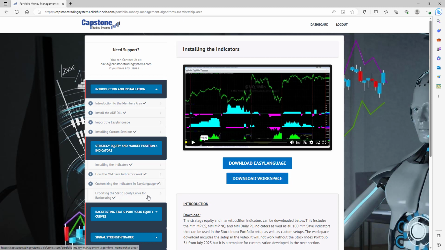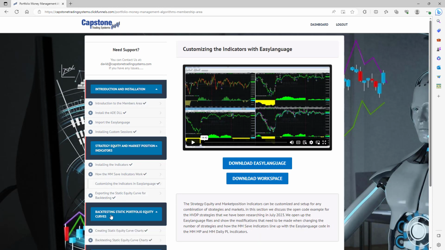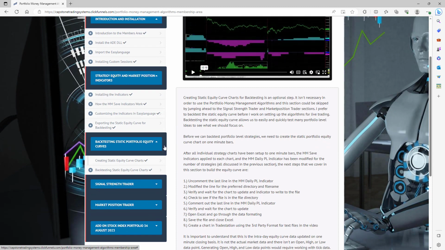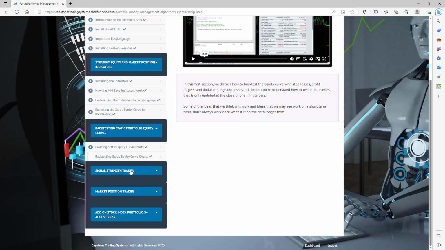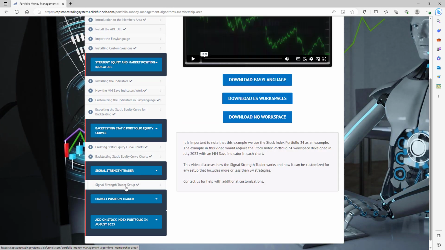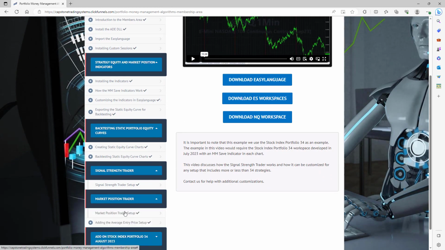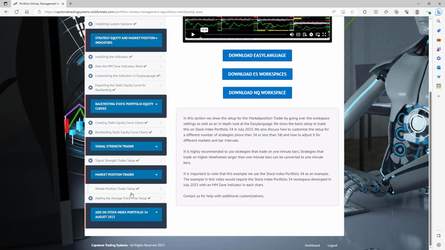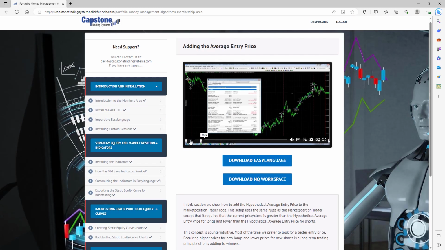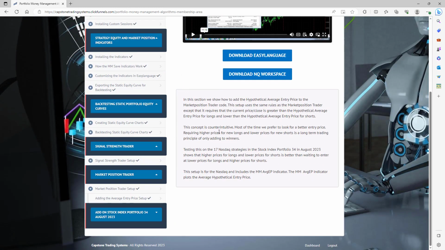This is an open code solution with open code examples, and how to export the static equity curve for backtesting. And we go over backtesting the static portfolio equity curve, and how to import the data. Then we go over the signal strength indicator. You can download the EasyLanguage, download the workspaces. Market position trader is also included, as well as the average entry price for the market position indicator. I'm going to show you the TradeStation workspaces for that.